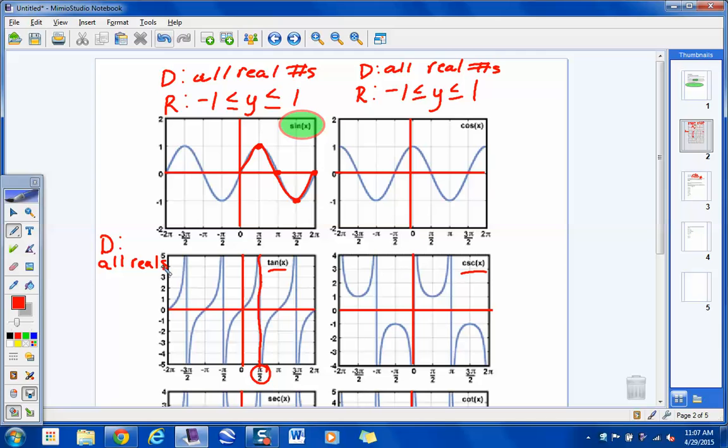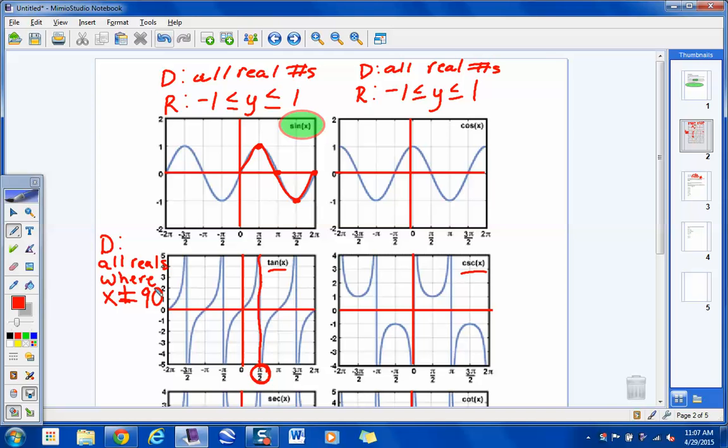All reals where... now watch what I write here. It's going to be all reals where x cannot equal... that's the symbol for cannot equal. What was the first positive angle where we had a vertical asymptote? What was this angle right here? 90 degrees. This angle gave us a vertical asymptote. So x cannot equal 90 degrees.